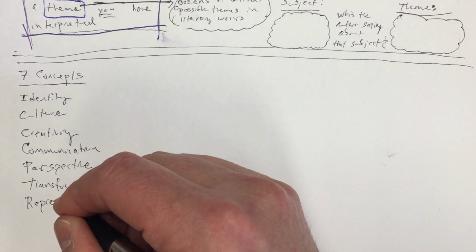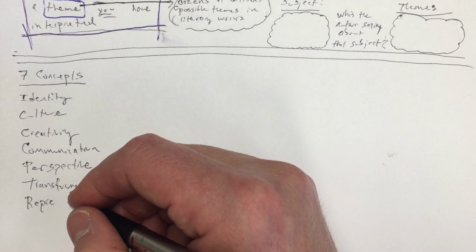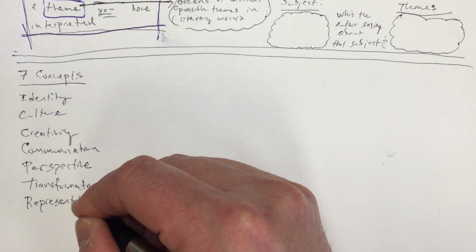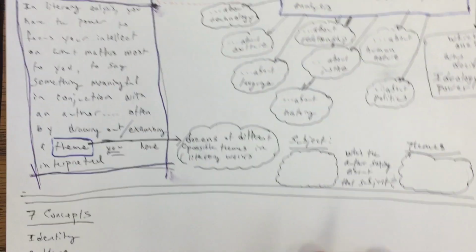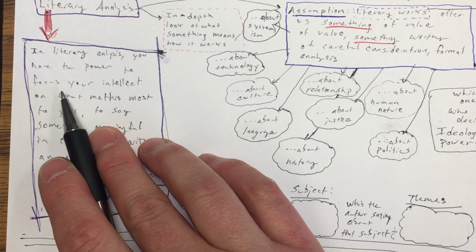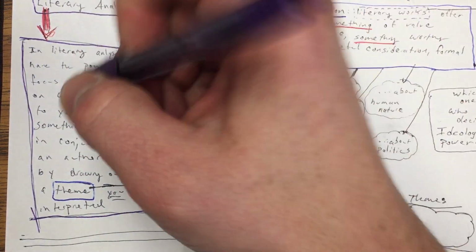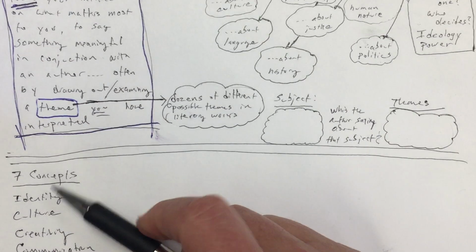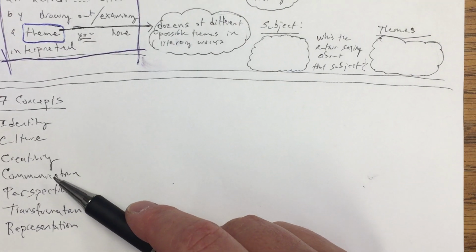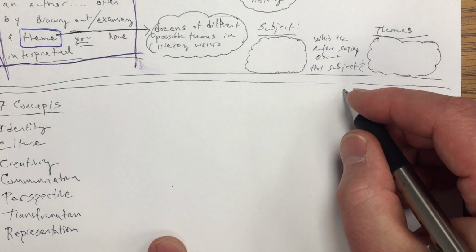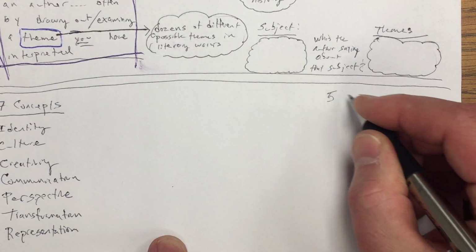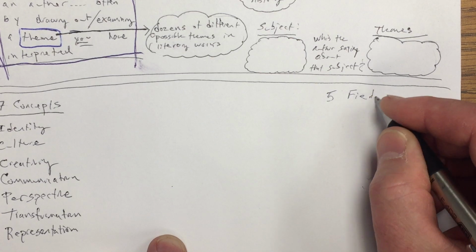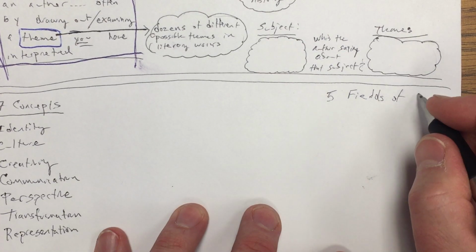Representation, big time. What about novels like a novel by George Saunders? Are these there? Identity, culture, creativity? Yeah, they're there. And so what did we say is a literary analysis? It's you deciding with your intellect what is worthy of focus in the work. What aspect of the work is worthy of your focus? That's where these 7 concepts come into play. That makes sense, right? We also have, for this class, what's important is we have 5 fields of inquiry. 5 fields of inquiry are also related to our 7 concepts, but they're slightly different.